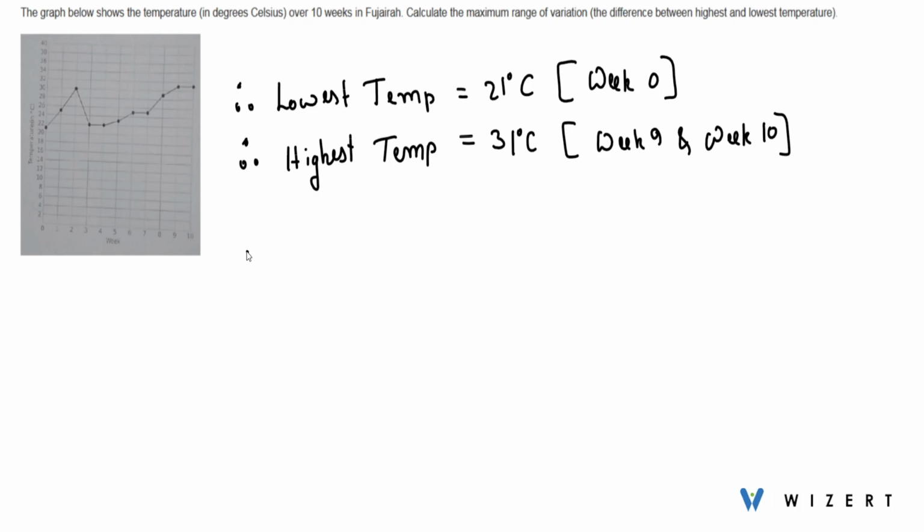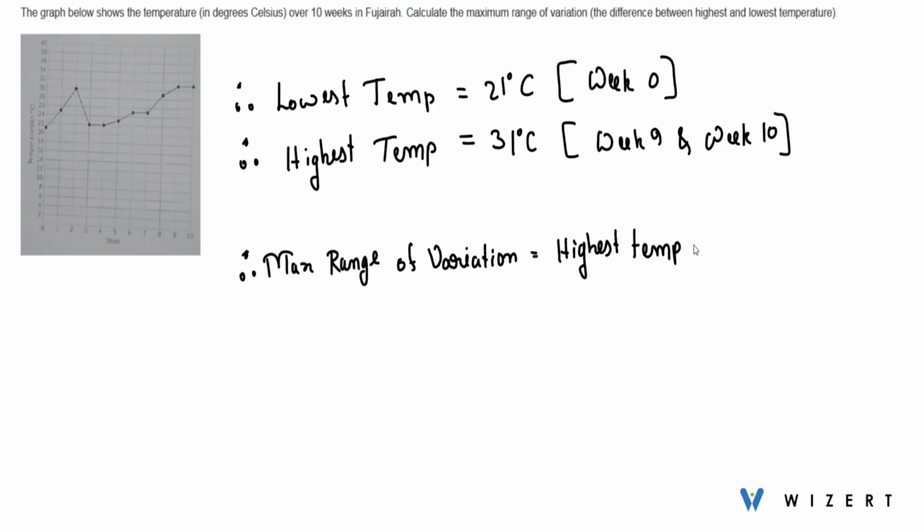Therefore, maximum range of variation will be equal to highest temperature minus lowest temperature. So highest temperature is nothing but 31 degrees centigrade and lowest temperature is 21 degrees centigrade. So it comes out to be 10 degrees centigrade.